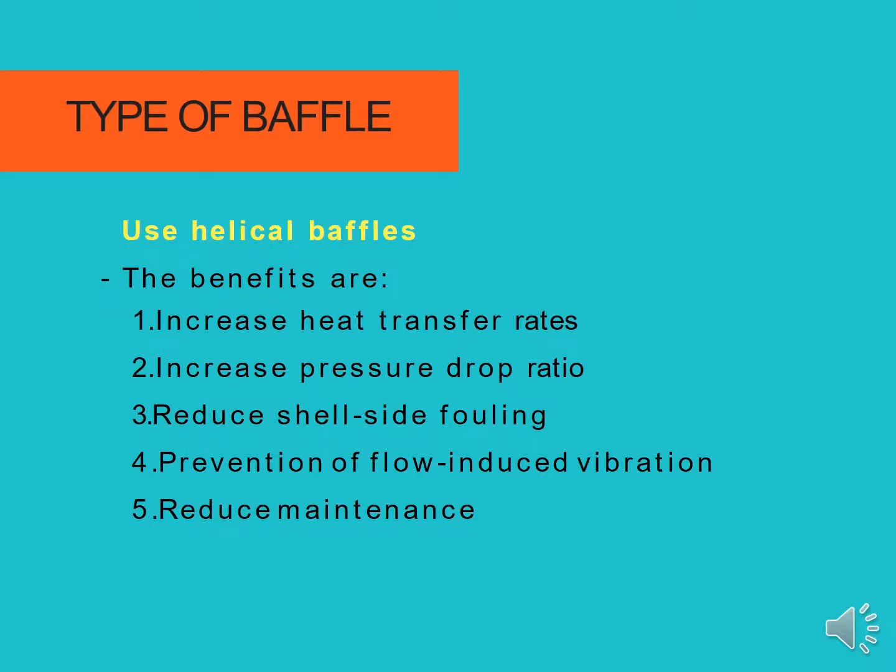The first way to improve the shell and tube heat exchangers is by using the helical baffles because it can increase the heat transfer rates. Second, it can increase the pressure drop ratio, reduce shell side fouling, and prevent flow-induced vibration. Lastly, it also reduces the maintenance.